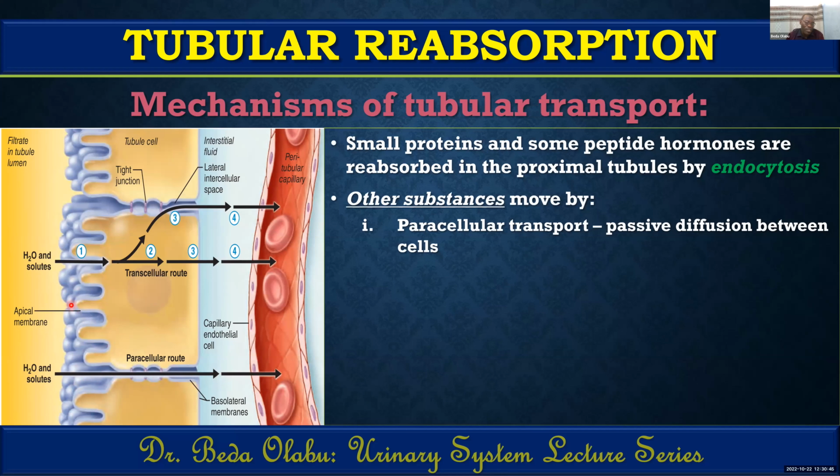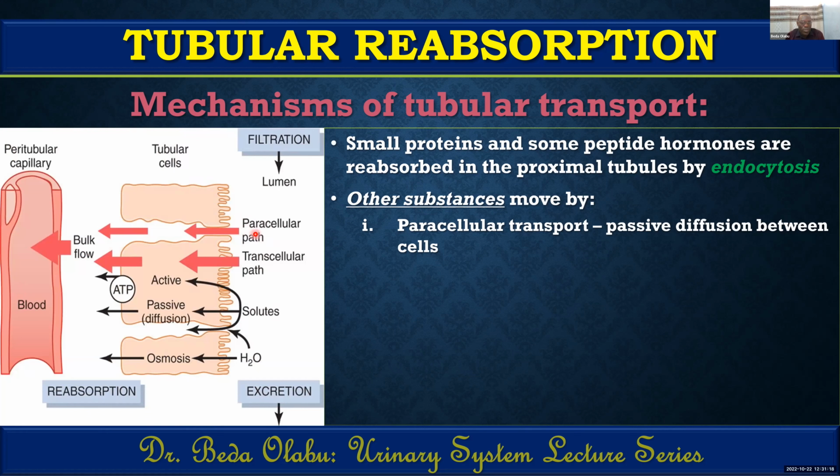So they come from this side, the apical membrane, to this side, the basolateral membrane. The basolateral membrane is the one next to the peritubular capillary. The apical membrane is the one next to the lumen. The ones that are transported through paracellular transport will only be through diffusion. So it's just based on their concentration gradients.